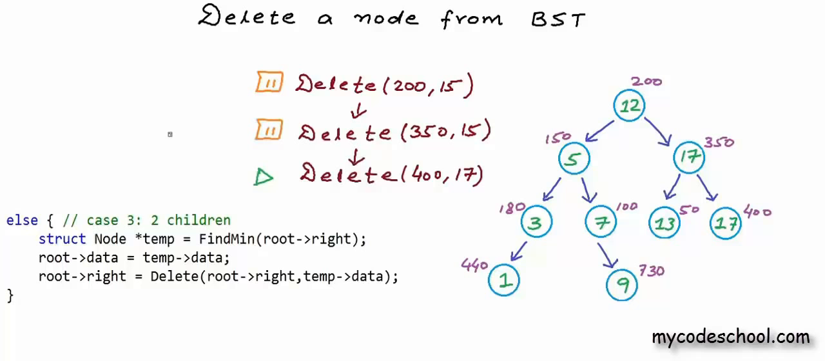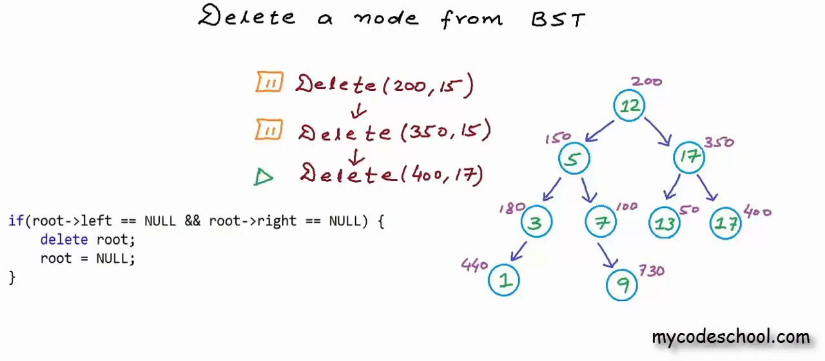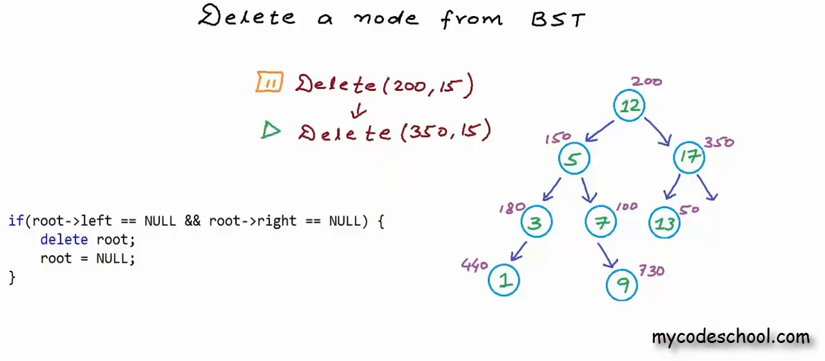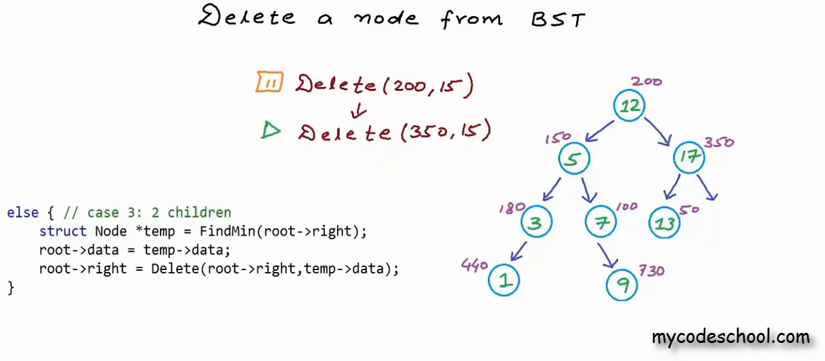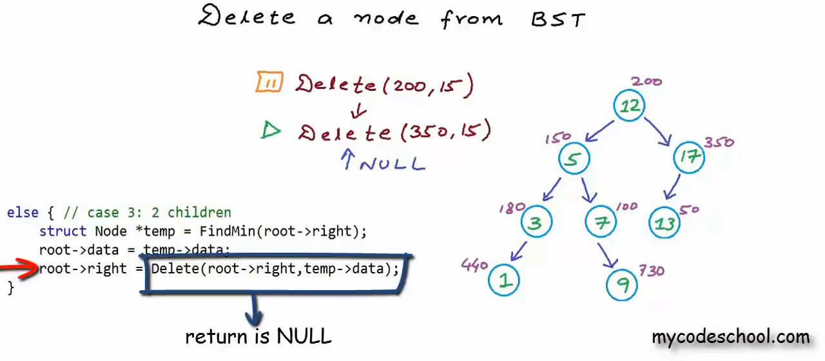We have only one node in the right subtree of 350. Here we have case 1. In this call, we will simply delete the node at 400 and return null. Remember, root will be returned in all calls in the end. Now delete 350, 15 will resume, and in this resumed call, we will set the address of the right child of the node at 350 as null. As you can see, the link in the parent is being corrected when the recursion is unfolding and the function call corresponding to the parent is resuming.